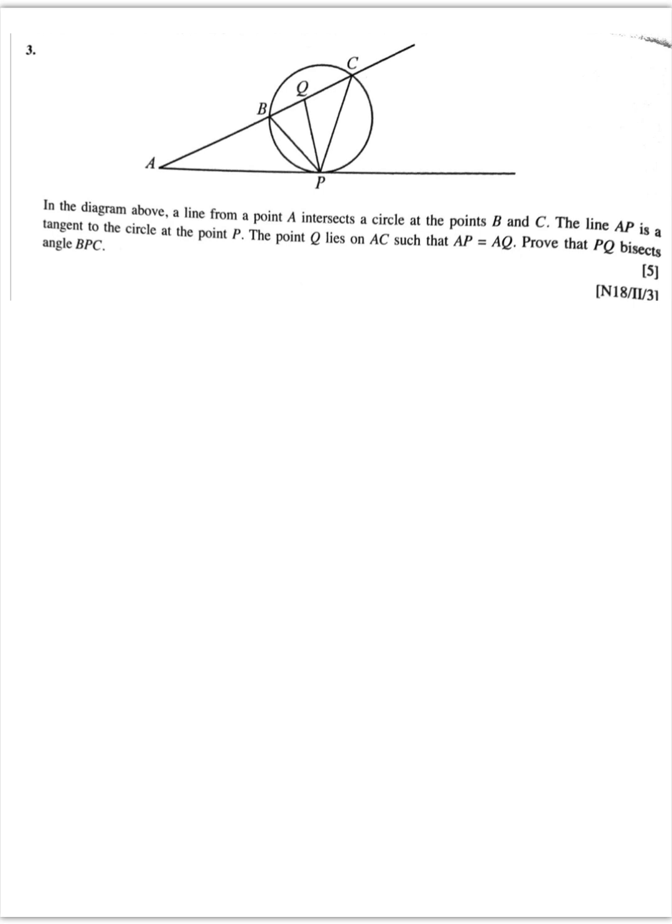Okay, class, this is from 2018. In the diagram, a line from a point A intersects a circle at the points B.